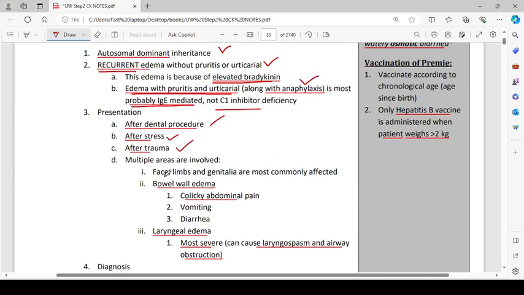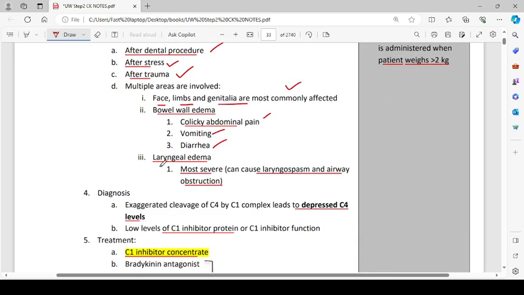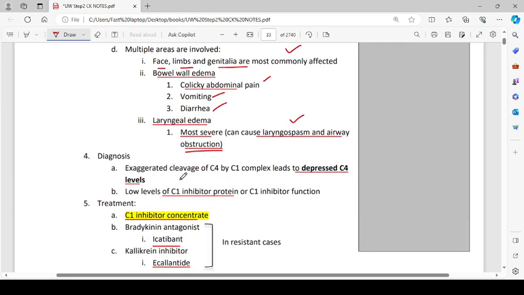Presentation: it can present after a dental procedure, after some sort of stress or trauma. Multiple areas are involved, with the face, limbs, and genitalia most commonly affected. Bowel wall edema causes colicky abdominal pain, vomiting, and diarrhea, and laryngeal edema is most severe and can cause laryngospasm and airway obstruction, which can be life-threatening as well. Diagnosis: exaggerated cleavage of C4 by the C1 complex leads to depressed C4 levels, low C1 inhibitor protein, or C1 inhibitor function.